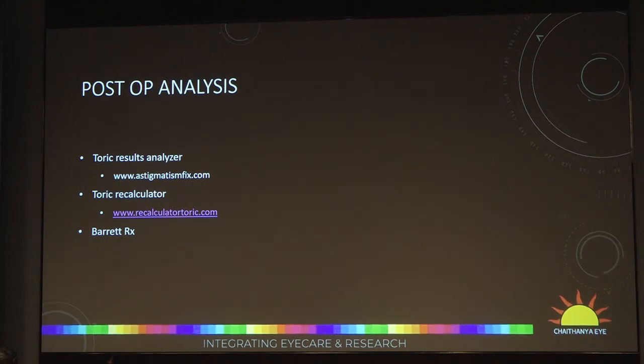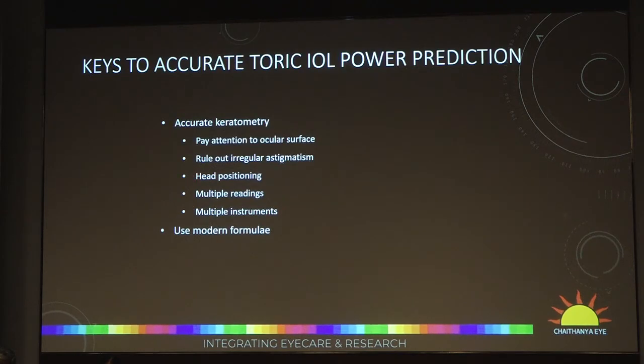See how your cases do and what has gone wrong and what you can do to make it better. Does it require an IOL exchange or is a simple IOL rotation enough? For that, astigmatismfix.com, recalculatortoric.com, and the Barrett's RX formula are useful.